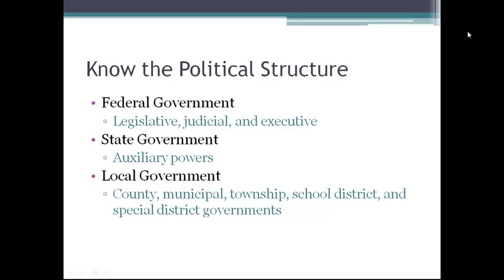In order to create power, we must understand the organizational structure of the government. There are 3 separate branches of the federal government: the legislative, judicial, and executive. The state government is defined by their individual state constitutions and hold auxiliary powers, and they are responsible for local governments that are delineated by each state. The U.S. Census Bureau identifies 5 layers of local government. They include county, municipal, township, school district, and special district governments.